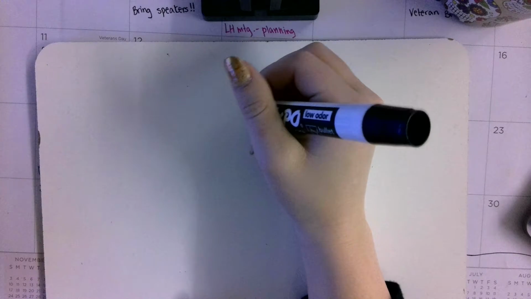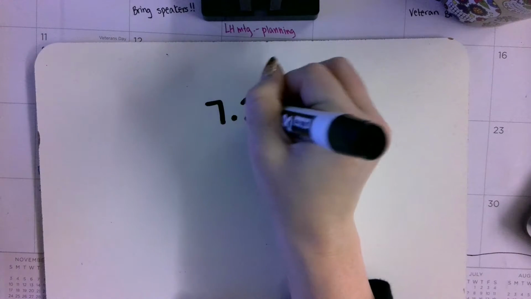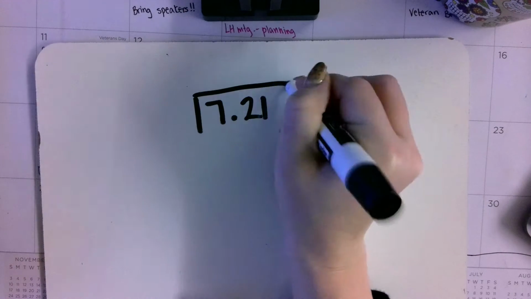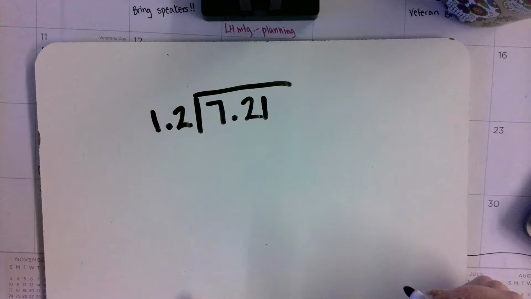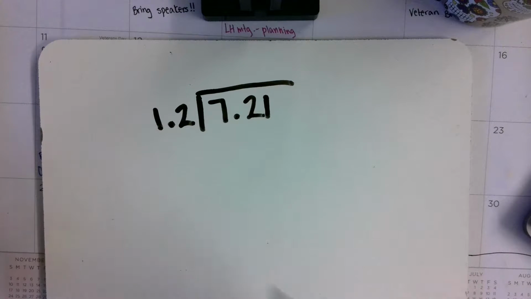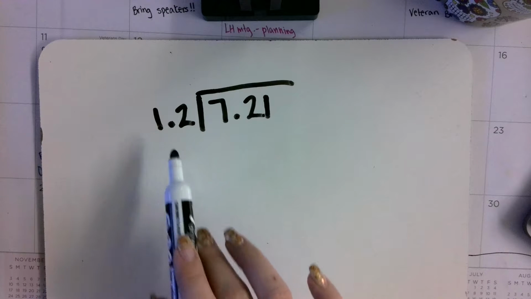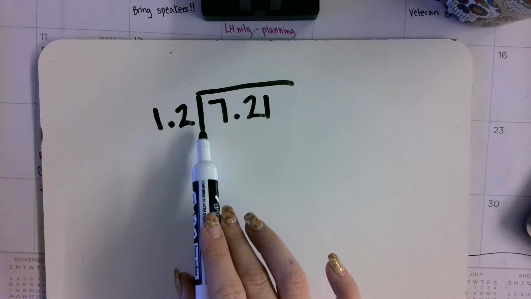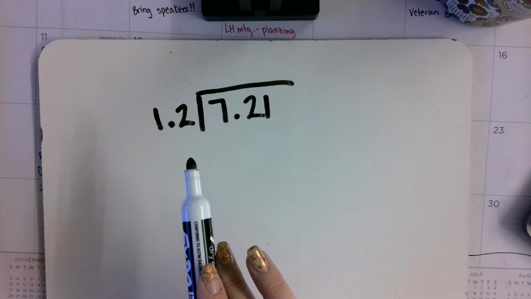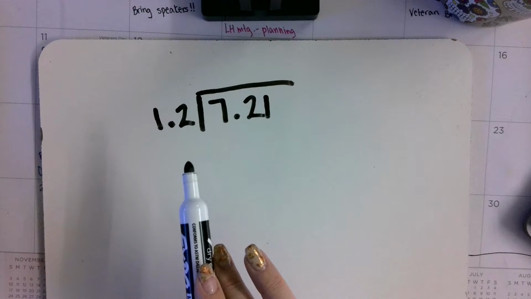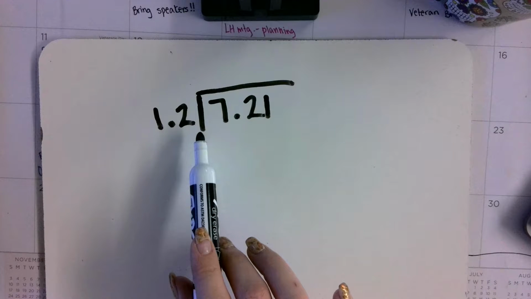So if we're doing 7 and 21/100 divided by 1 and 2/10. So what we do is we have to turn this divisor into a whole number. And we do that by moving the decimal as many times as it takes to get to the end, making it a whole number. And the reason we can do this is because multiplying by 10, we're moving our decimal to the right, gives us a whole number.